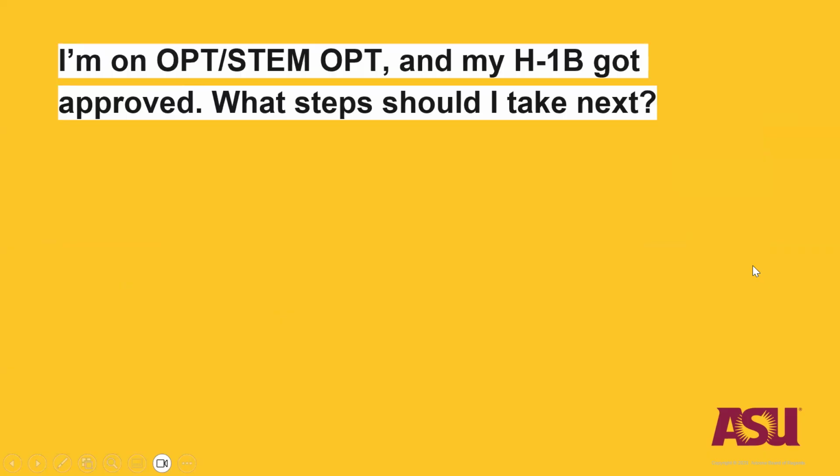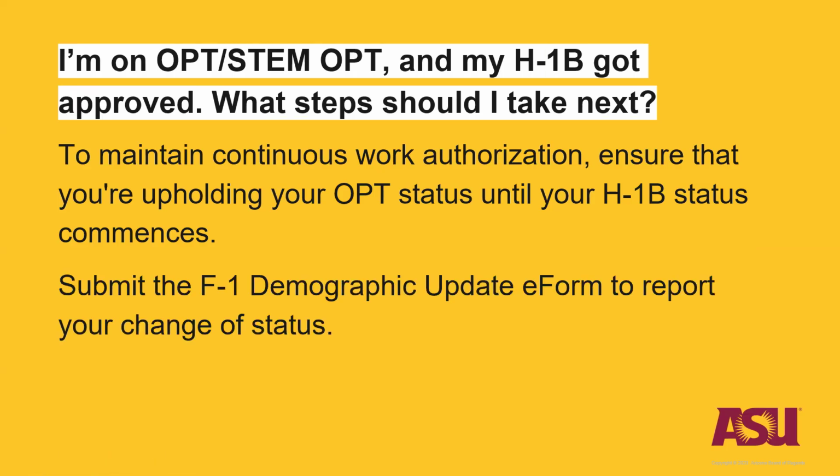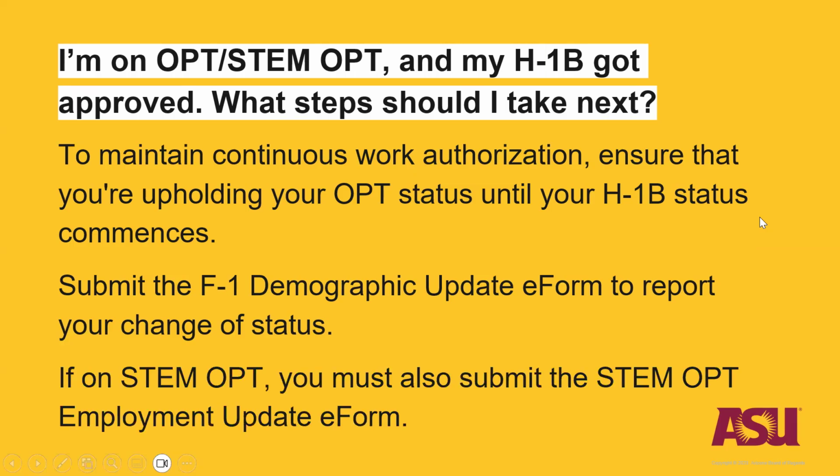Now, you're on OPT or STEM OPT and you got your H-1B approved. Congratulations. What are the next steps that you should take? Well, to maintain continuous work authorization, ensure that you're upholding your OPT status until your H-1B actually commences. So make sure that you're doing everything you need to do on OPT until H-1B begins. And then you would need to submit our F1 demographic update eForm to report your changed status as well. And if you're on your STEM OPT, make sure that you submit a STEM OPT employment update eForm to finalize your reporting on STEM. Because remember, you always need to submit that final evaluation.